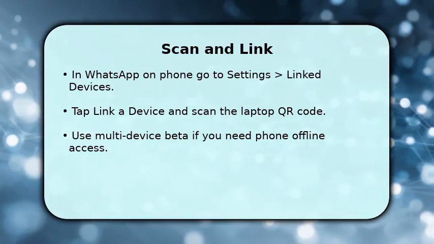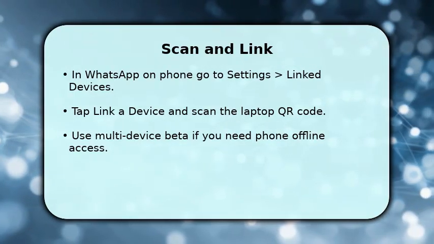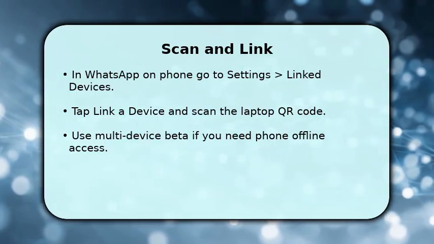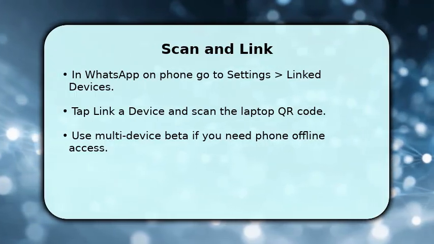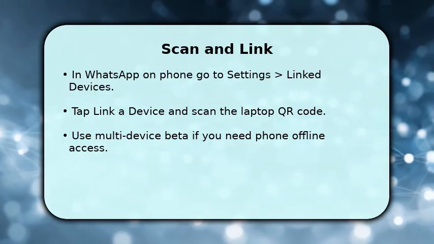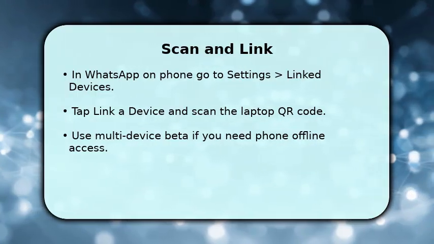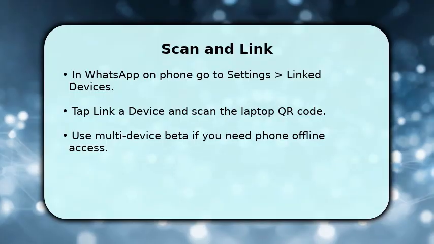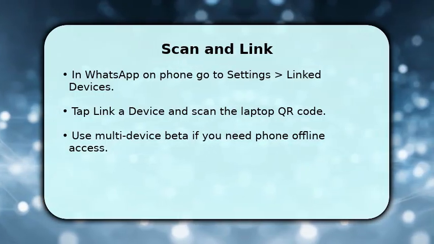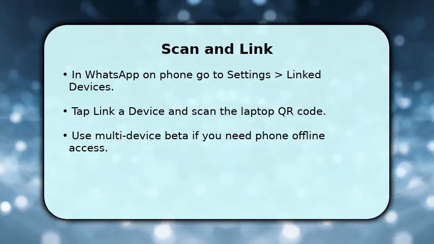If the camera struggles, move to better light and tap Refresh on the laptop. If you need to use WhatsApp without the phone later, opt into WhatsApp multi-device from the same menu. That creates an independent, encrypted session for the laptop, which explains why the pairing persists even if the phone disconnects.